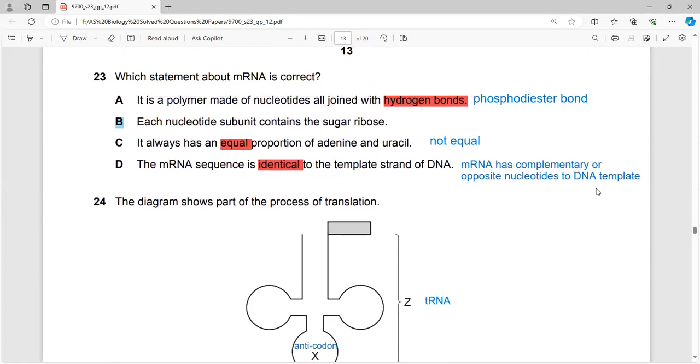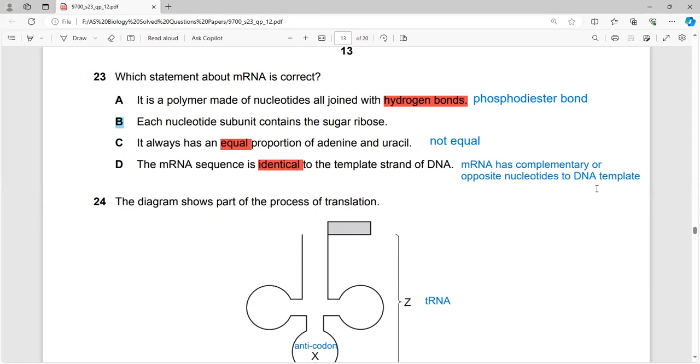Which statement about the messenger RNA is correct? So it is a polymer made of nucleotides all joined with hydrogen bond. That is the wrong option. Why? Because these polymers are made up of different nucleotides joined by phosphodiester bond. So that's the wrong option.